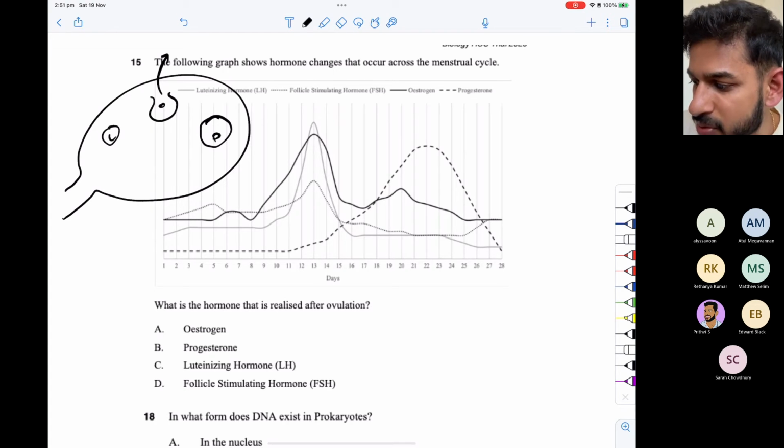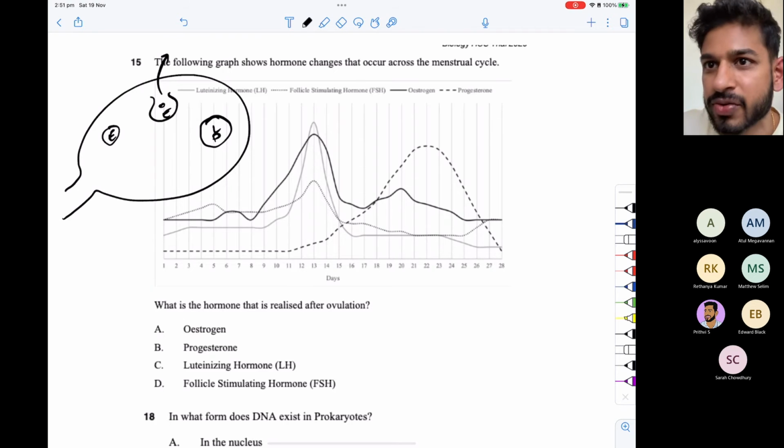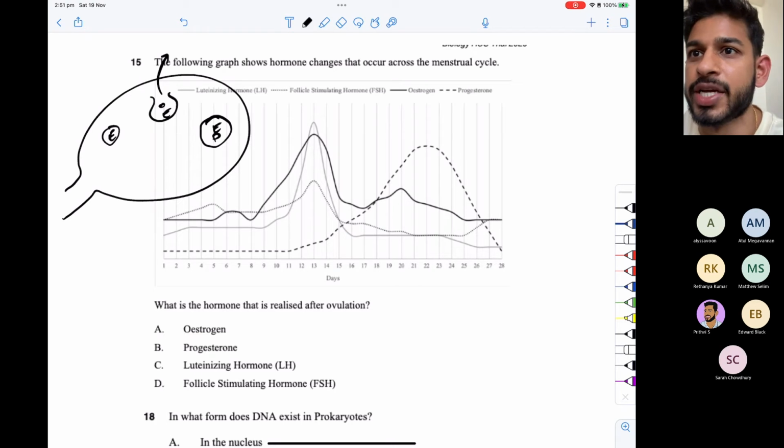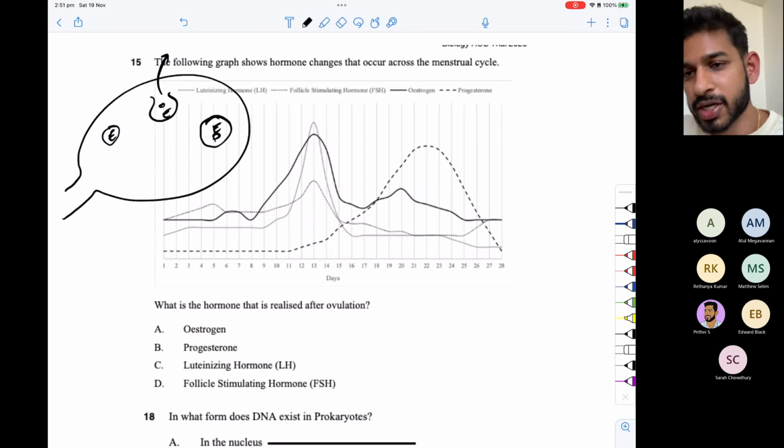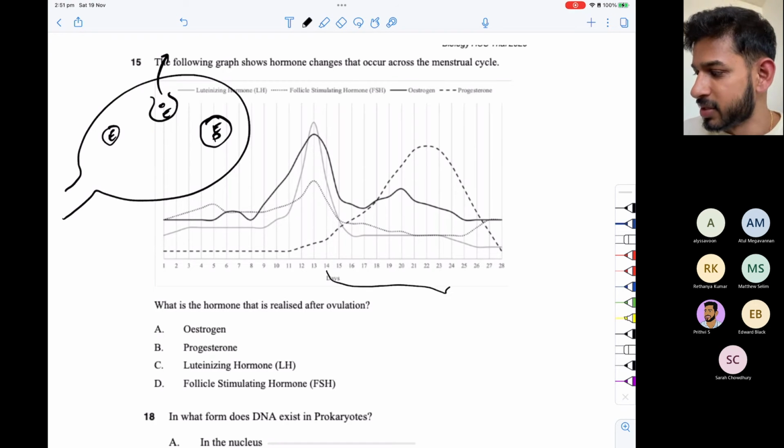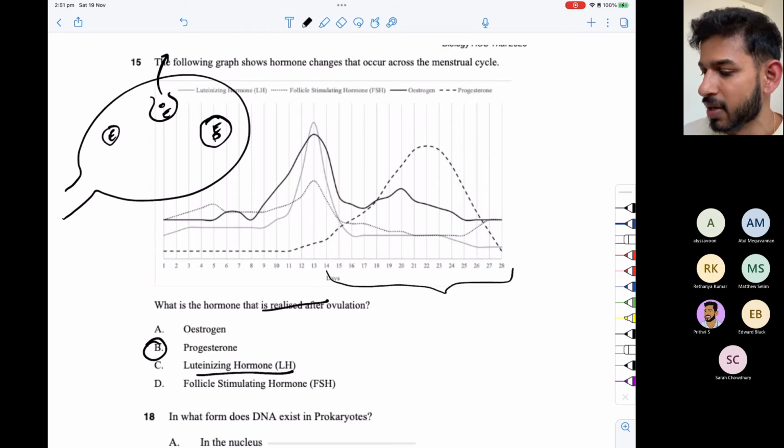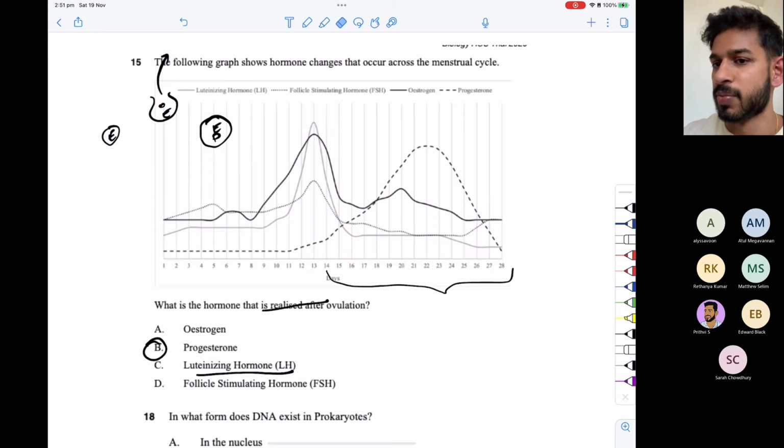The whole time it was also making estrogen. So that's why estrogen levels are kind of going up, down, changing here and there. But progesterone is only released after day 14 to day 28. So the answer here is progesterone. If the question is what hormone causes ovulation, your answer would be LH. Okay? Just make sure you're thinking critically as well. Any questions about this graph?